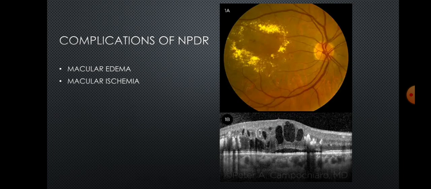Complications of NPDR are macular edema and macular ischemia. In this photo, we see macular edema. In diabetic retinopathy, the macular edema is cystoid macular edema and is best seen in OCT photos.